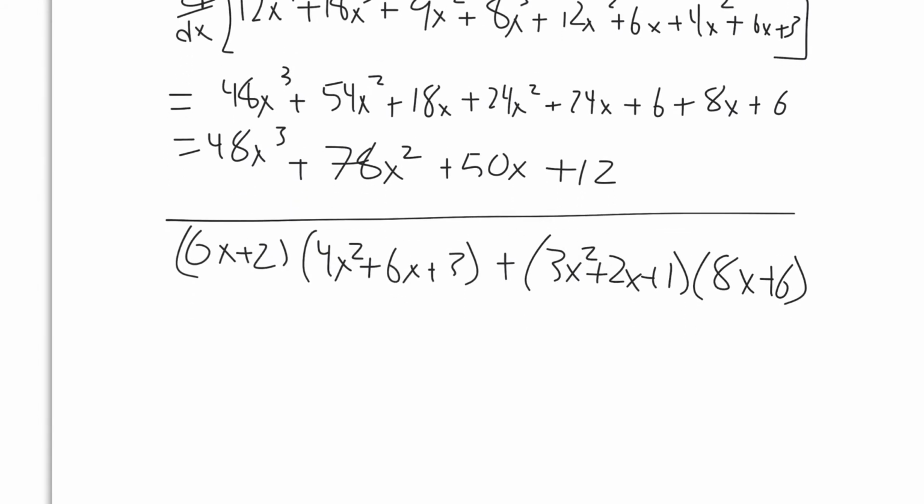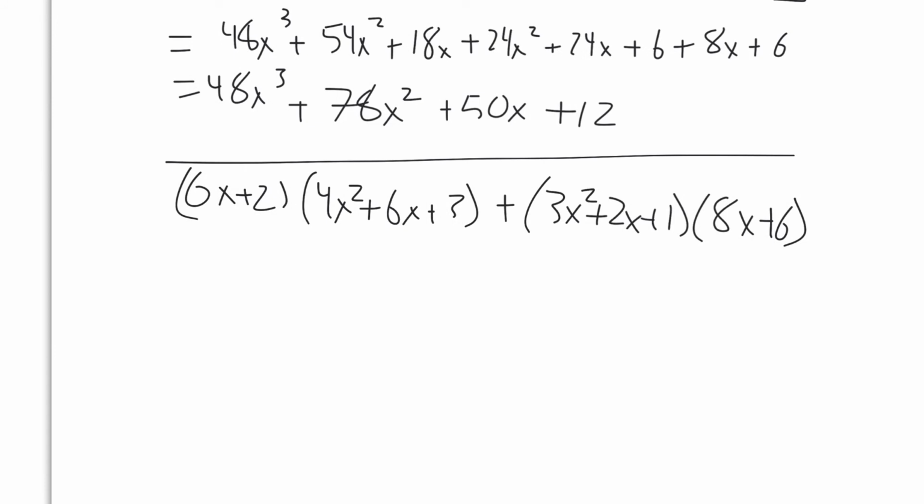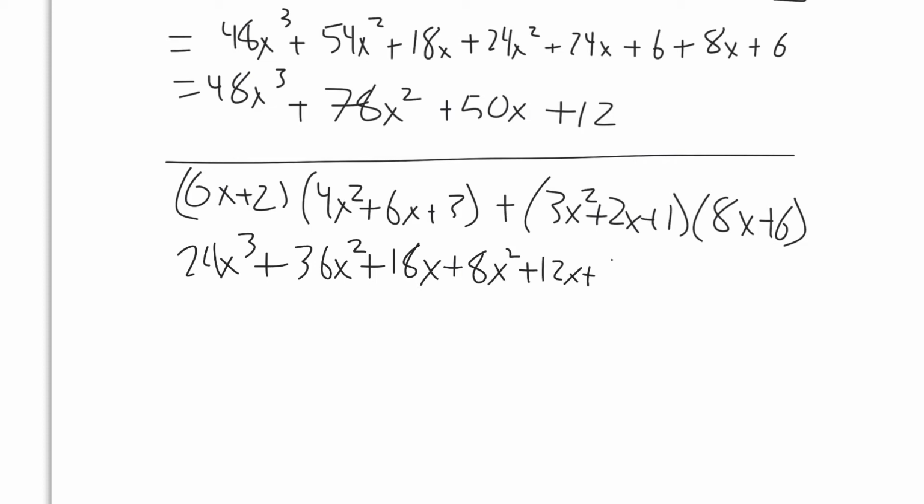Now you might think I'm totally bonkers with this idea, but let's go ahead and expand this. If we get the same thing we have up here, well, it's got to be correct because it gives us the same answer. Let's see what we get. Well, 6x times 4x squared is going to be 24x cubed. Then we get 36x squared plus 18x plus 8x squared plus 12x plus 6. So that's expanding the first portion.